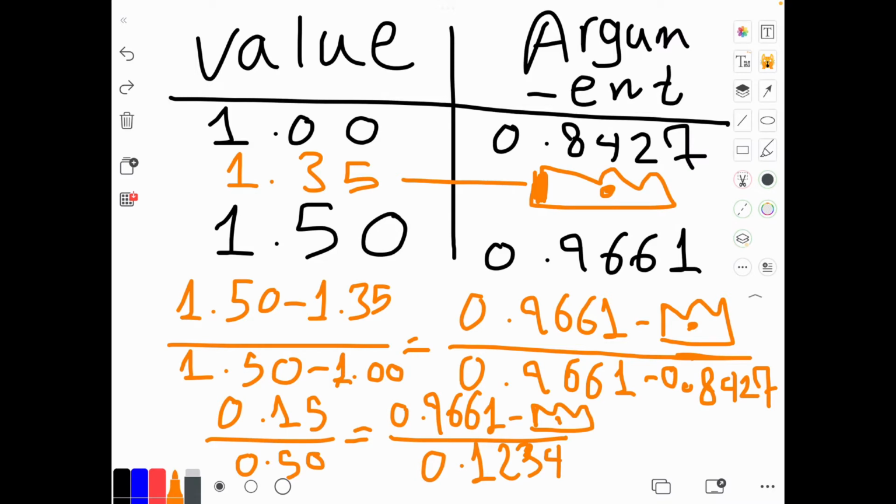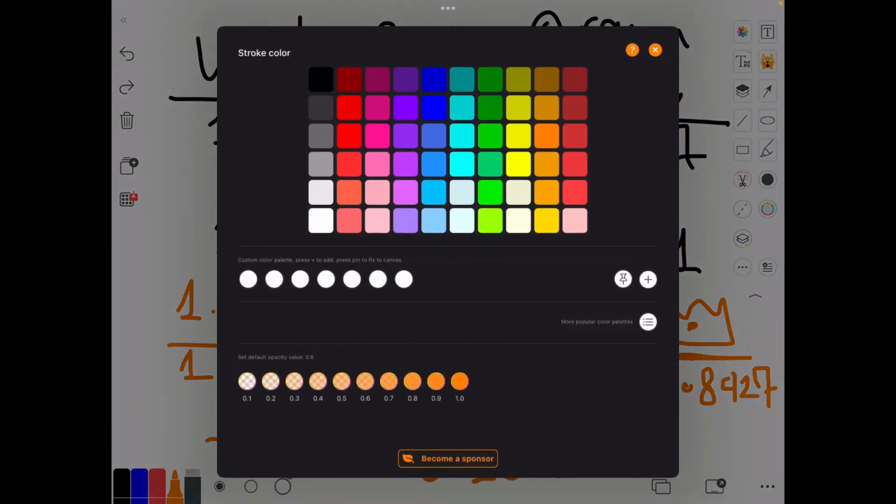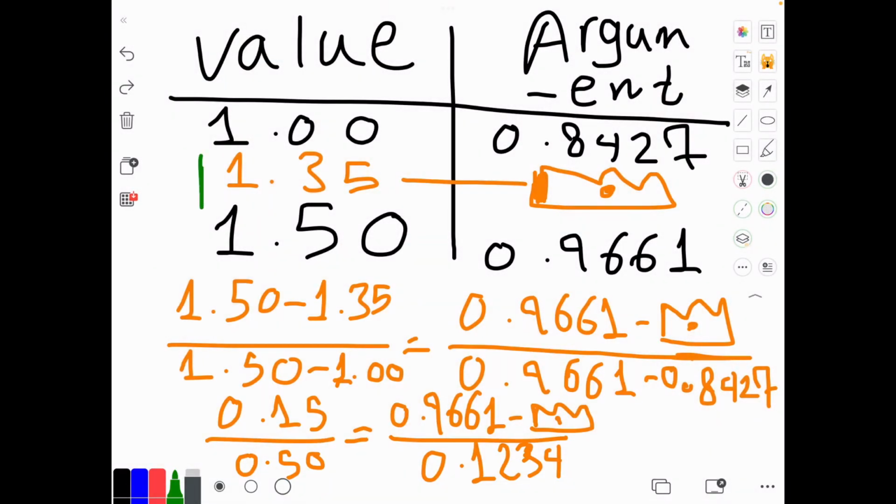Now that we have the values inside and what we need, we're going to compare this to the argument. So the 1.35 lies between 1 and 1.50 in the table. I have 0.8427 and 0.9661, and we're going to say this value is Rosalina's crown.